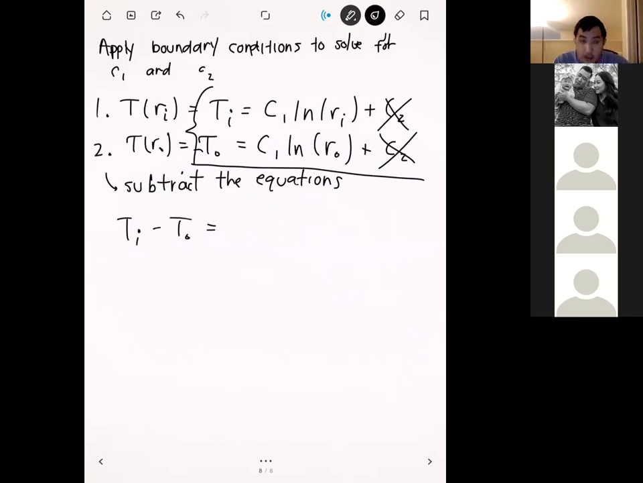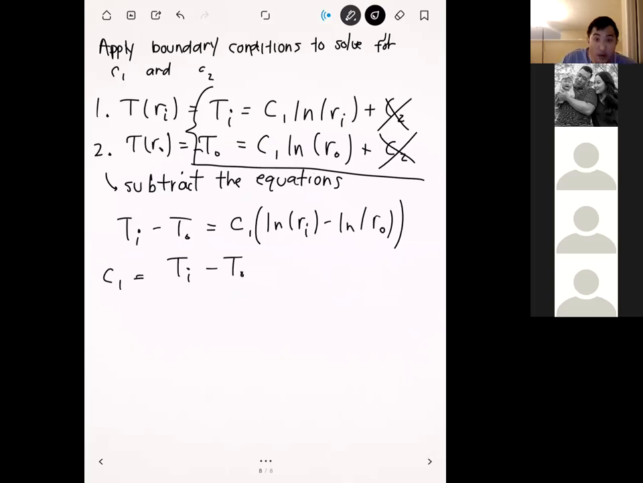And so on the left-hand side, we're left with Ti minus To. And then on the right-hand side, we have C1 times the natural logarithm of Ri minus the natural logarithm of Ro. Okay. And then from here, we can just divide both sides by ln of Ri minus ln of Ro. And so we get C1 is equal to Ti minus To divided by ln of Ri minus ln of Ro.